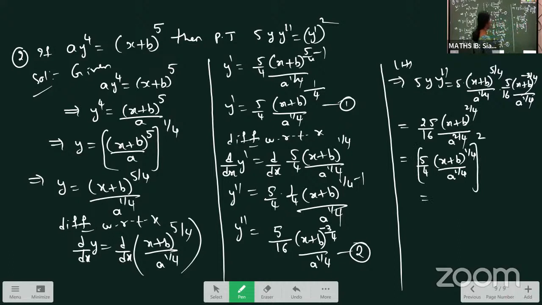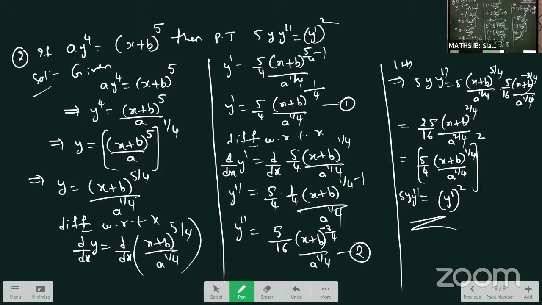Now observe from equation 1: 5 by 4 (x plus b) power 1 by 4 by a power 1 by 4 is nothing but y dash. So this is y dash whole square. What we have taken is 5y double dash, and what we prove is y dash whole square. That is what we want.